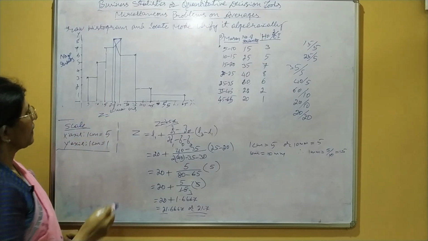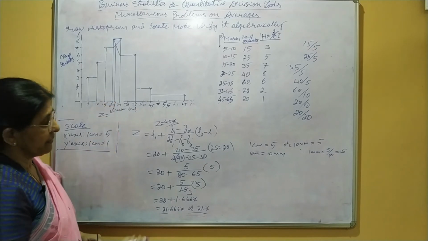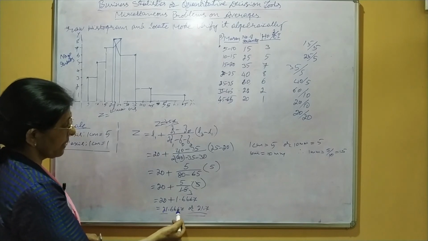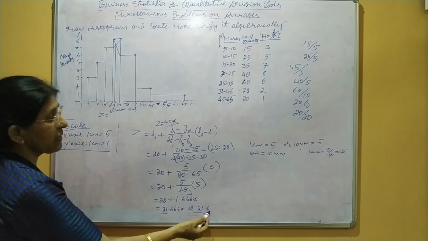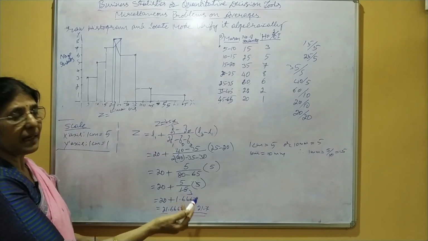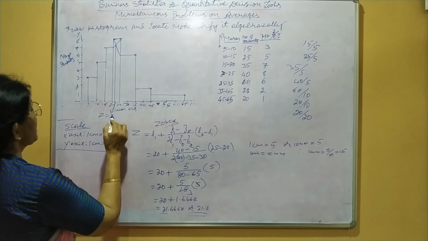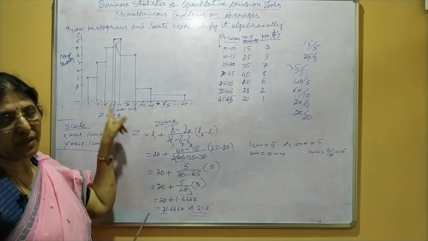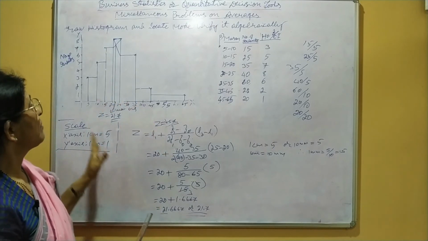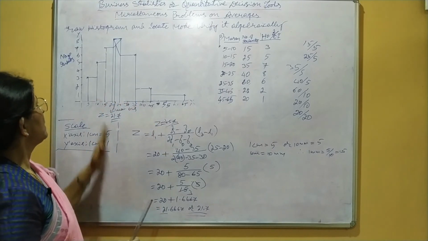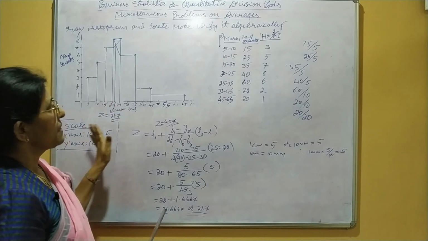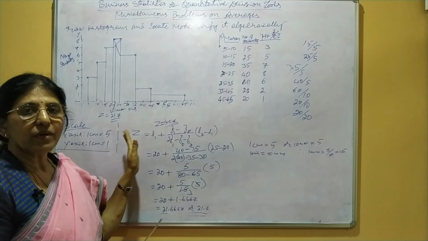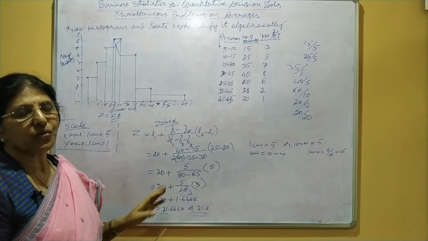Here on the graph we cannot take exactly like algebraically 21.667. You may take 21.5, maximum 21.7. That is the limitation of graphical method of location of mode. Now this is how we will locate mode with the help of histogram.